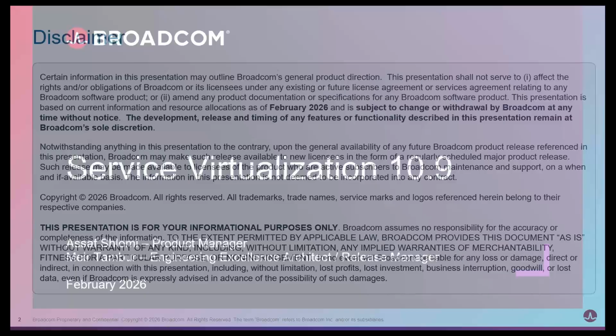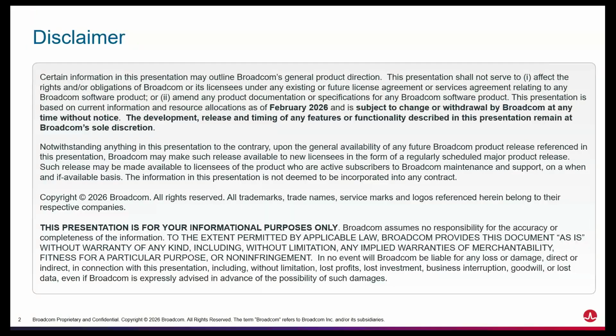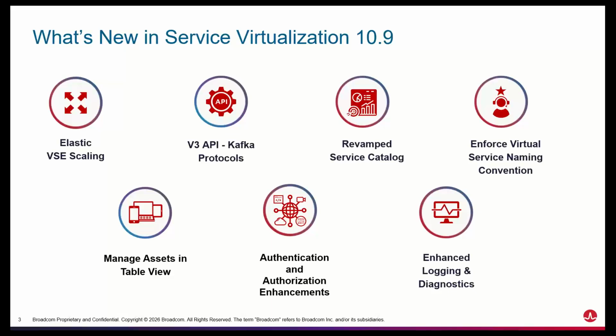First of all, we start with the disclaimer. I'm sure that you had time to read it and we move on. So today we have exciting features that we would like to share with you. The first and the major one is the elastic VSE scaling, and I'll focus on it. And the rest are the V3 API for Kafka that we added. We have a new look for the service catalog. We also included some post 10.8 features that we added gradually. So if you already heard about it, it's okay.